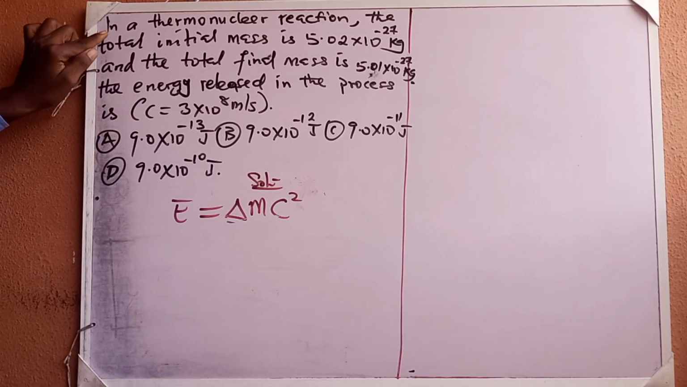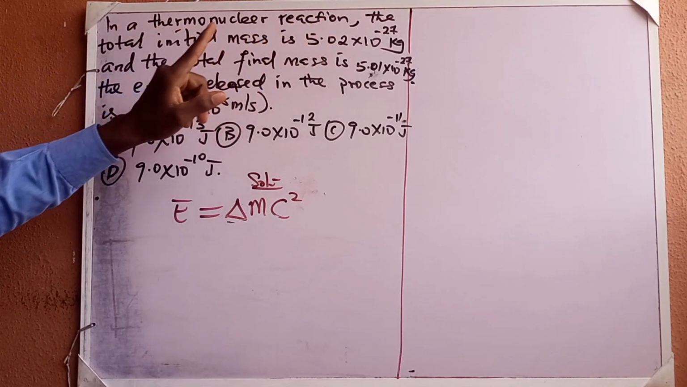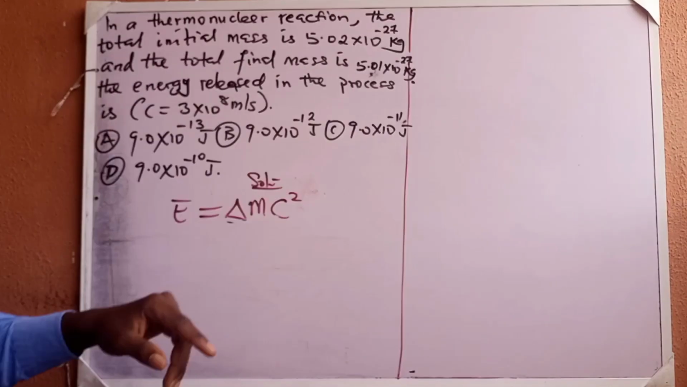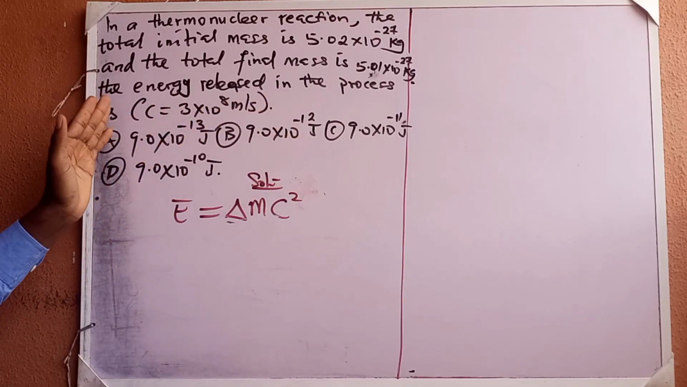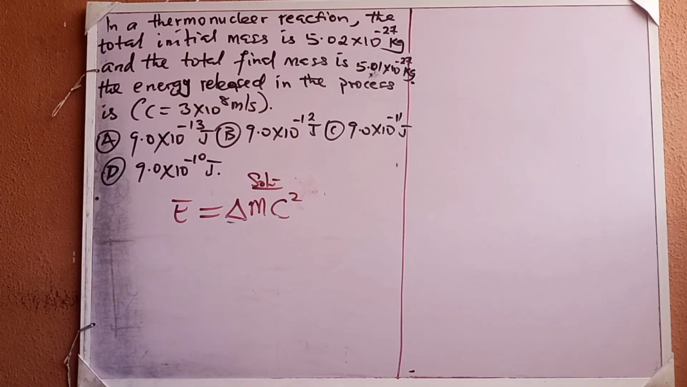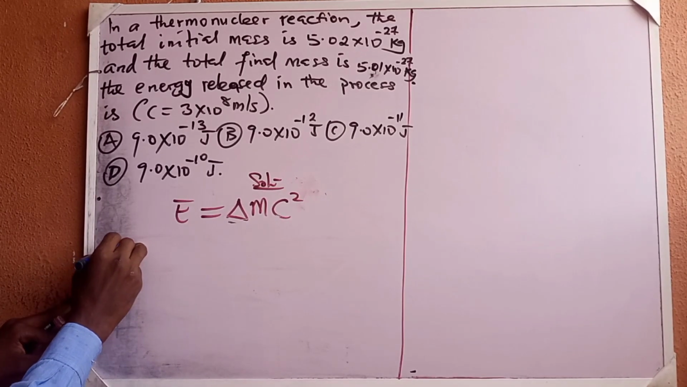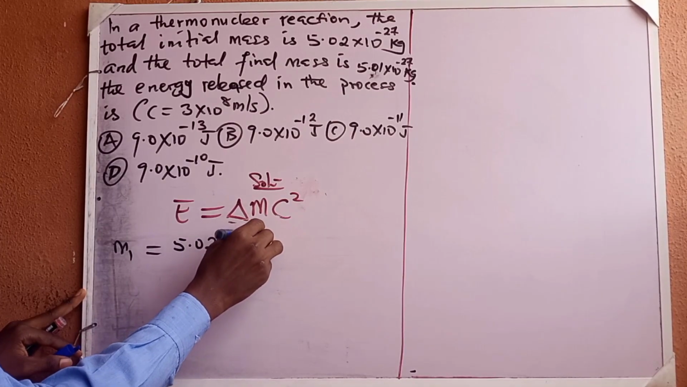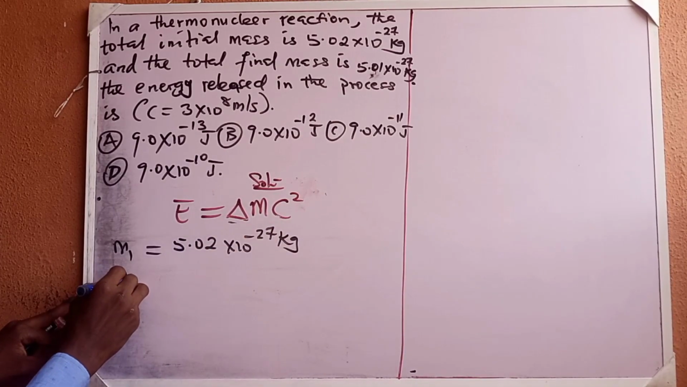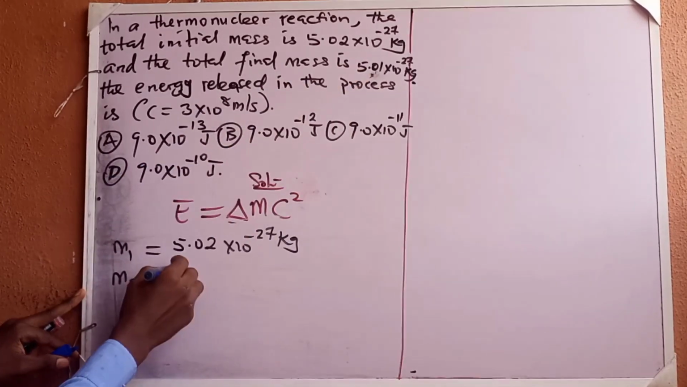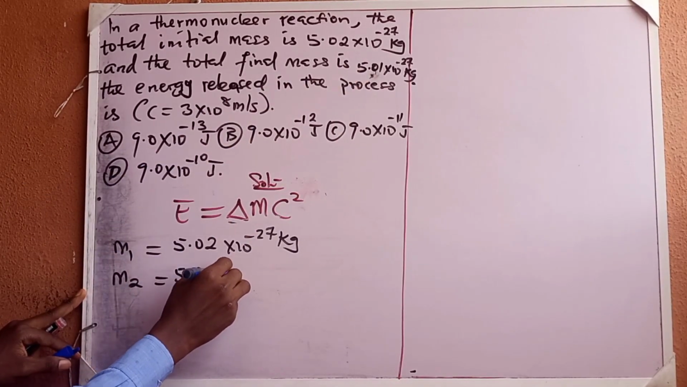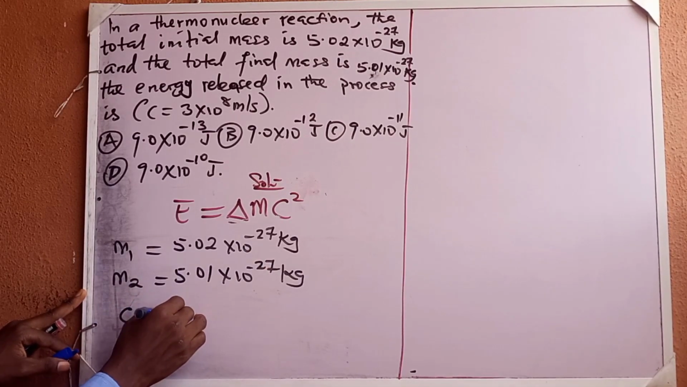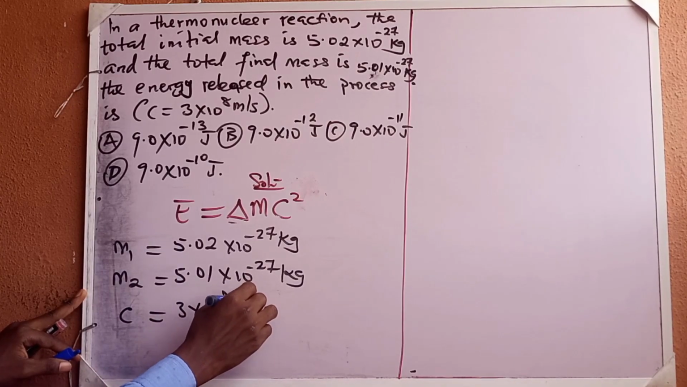In this question, we are told that in a thermonuclear reaction, the total initial mass is this, and the total final mass is this. The energy released in the process is not known. We are given the speed of light. So let's give it this approach. Let's call the initial mass M1. We're given M1 to be 5.02 multiplied by 10 to the power of negative 27 kg. Then we are given the final mass M2, which is that of the product, 5.01 multiplied by 10 to the power of negative 27 kg. Again, we are given the speed of light to be 3 times 10 raised to the power 8 meters per second.